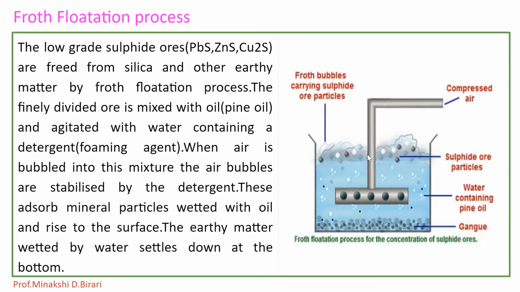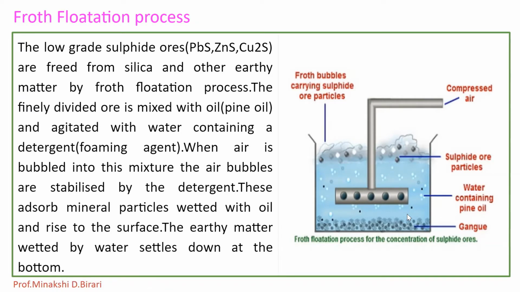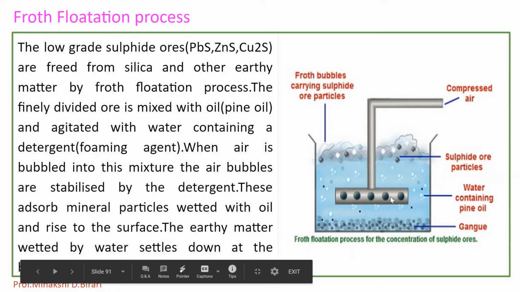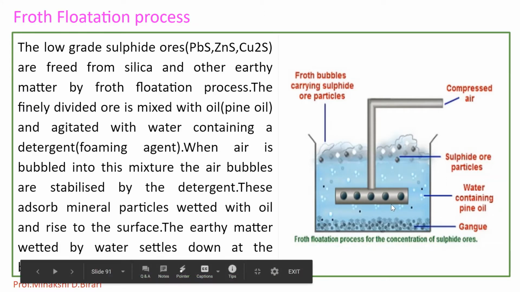So these adsorbed mineral particles are wetted with oil and rise to the surface, and the earthy matter is wetted by water and settles down at the bottom, so that the silica and earthy matter can be removed from the low grade sulfide ores. That means there is the removal of impurities, or the removal of gangue, from the ore. That gangue, the earthy matter, settles at the bottom and can be separated.